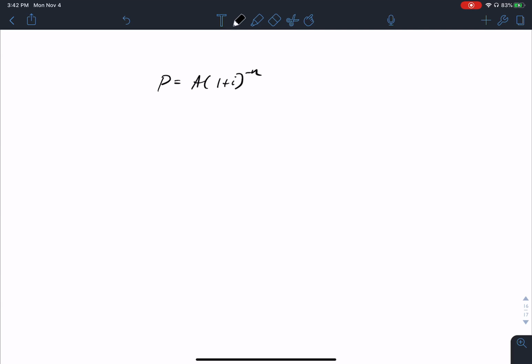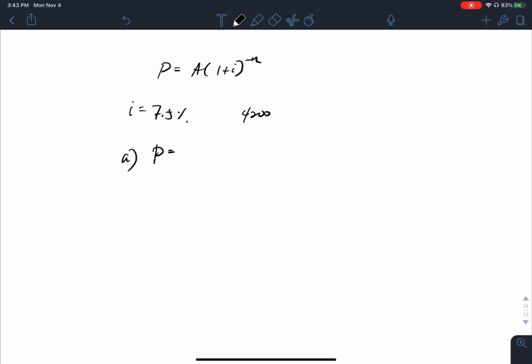Okay, so this formula allows you to calculate the principal in an account that has been accumulating annually compounded interest, where A is the current amount, I is the annual interest rate, and N is the number of years. Five years ago, an amount was deposited at 7.5%. So they tell you the interest is 7.5% compounded annually, and today the amount is 4,200. So what was the original amount?